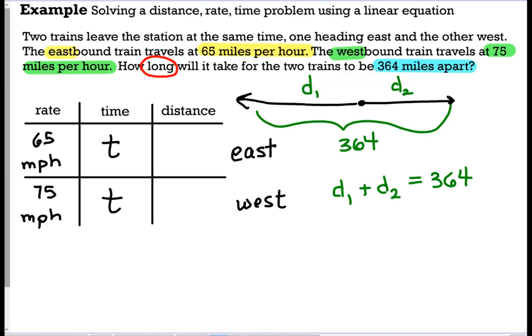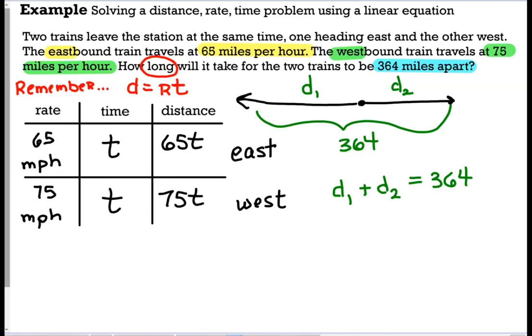There's a key thing you have to remember. D is equal to R multiplied by T. So in this chart, if I take 65 and multiply it by T, I get 65T. Now, if I do the same thing for the west train, the rate 75 multiplied by T, I get 75T. So that is what I'm going to use to replace D1 and D2.